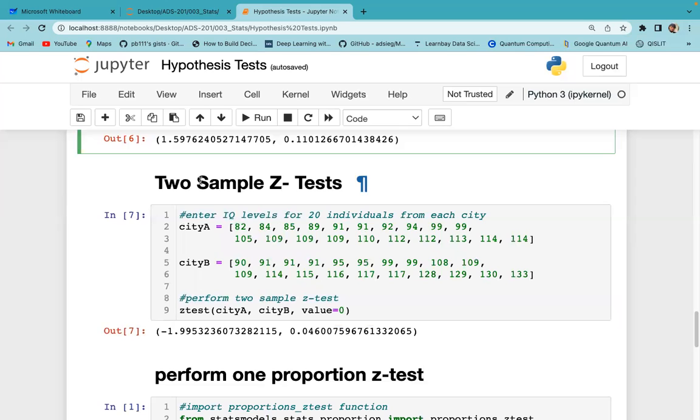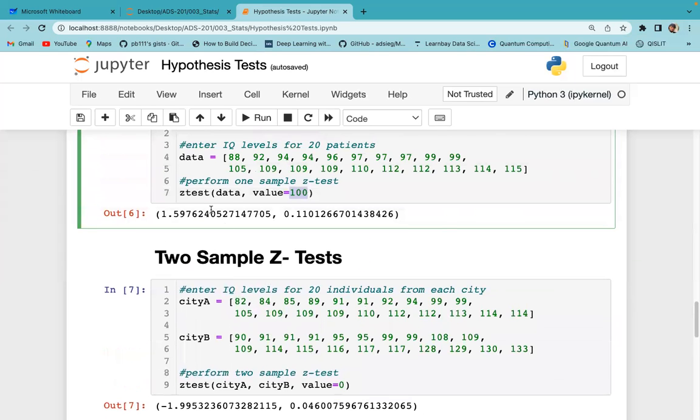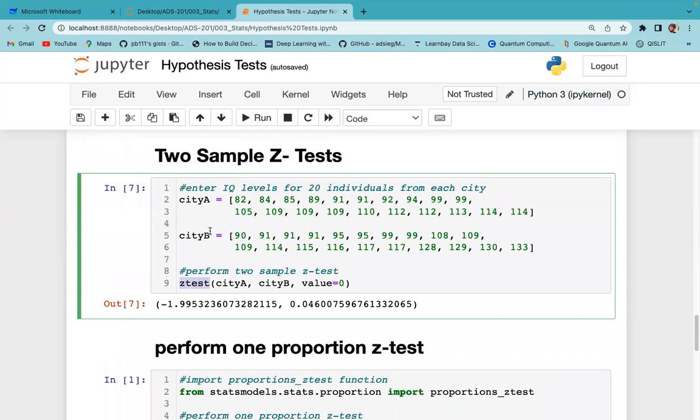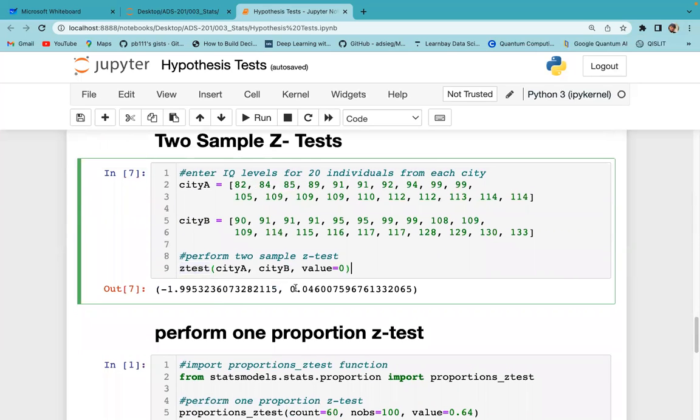Now, when it is the two sample test, same thing. Here we are again going to use the z test, but you are going to be performing it on two different areas. Both are independent. This is group one and this is group two. These two groups I want to compare, the means of population city A and population city B. If the p-value is less than 0.05, it means that city A and city B are different.